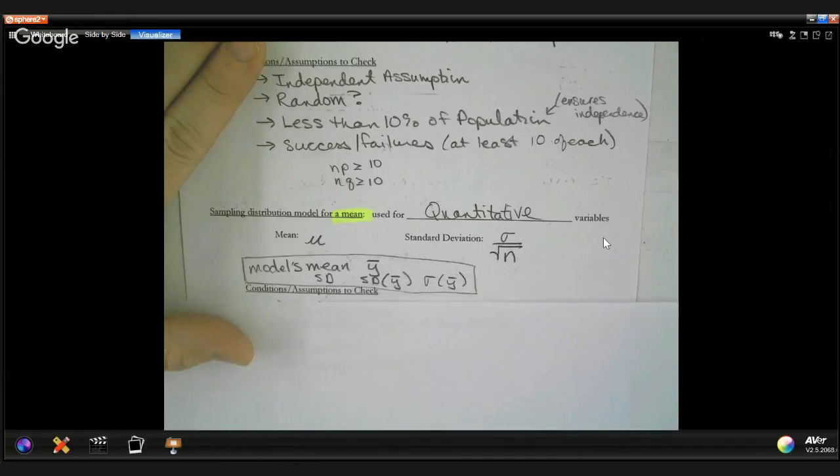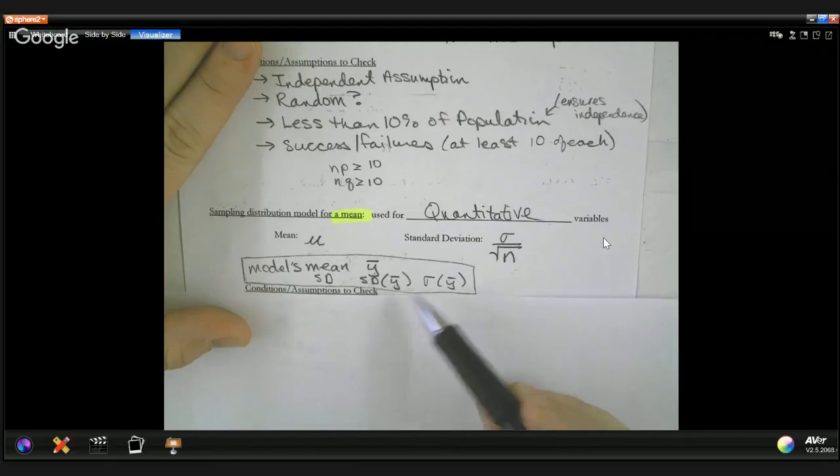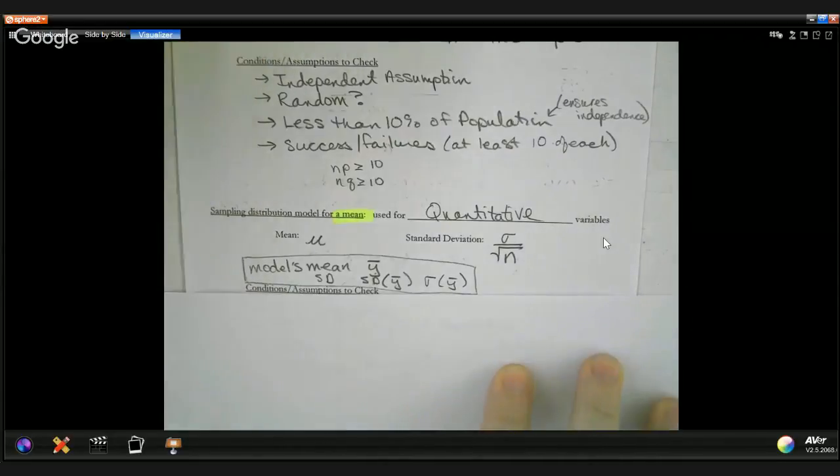Now, when you talk about the mean and the standard deviation, the name of it you say is y bar, or the standard deviation of y bar. You can also say sigma y bar, but that lets you know that you're talking about specifically for the sample you're dealing with, not all samples.